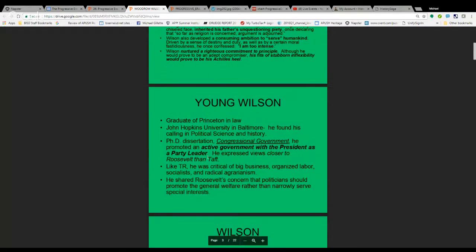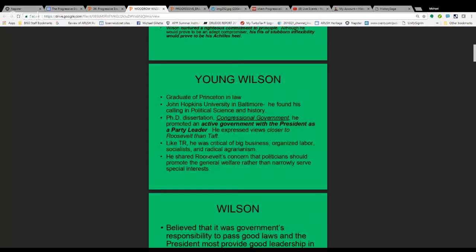As a leader, he's a graduate, like I said, of Princeton. He went to Johns Hopkins University in Baltimore and got a PhD in congressional government. That was the name of his dissertation, in which he promoted an active government with the president as a party leader. Like Roosevelt, he was critical of big business, organized labor, socialists, and radical farmers, those old radical socialist farmers. Roosevelt thought that labor unions can often be troublemakers. So he shared Roosevelt's concern that politicians should promote the general welfare rather than narrowly serve their own special interests.